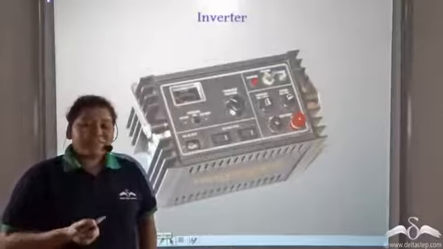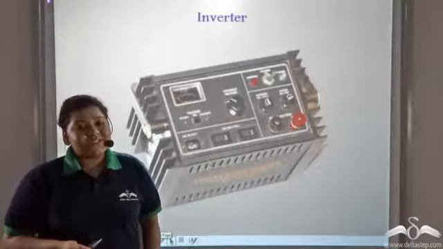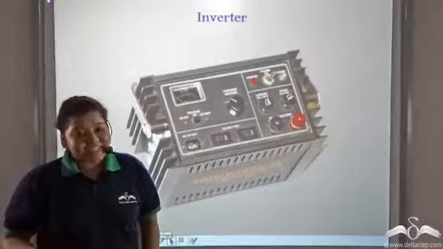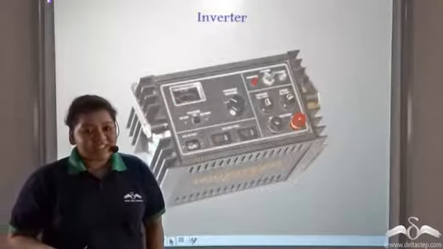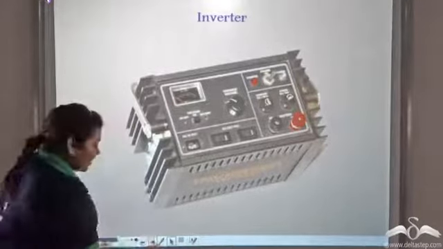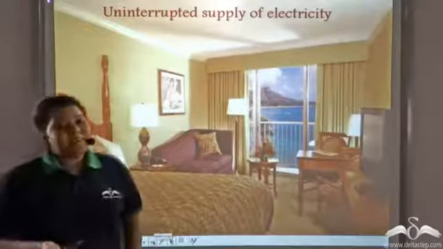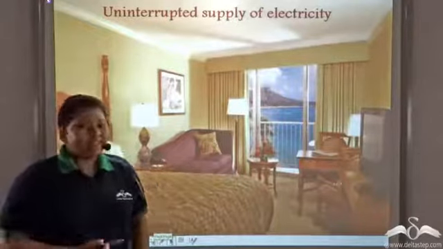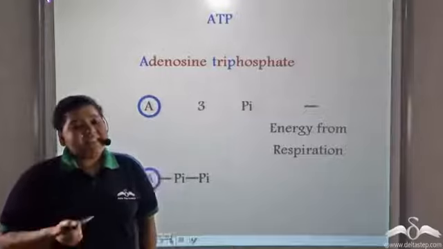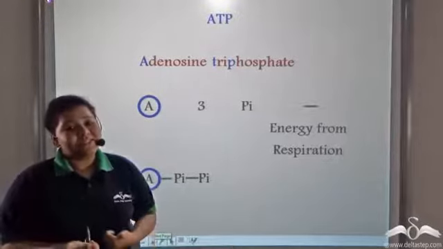Just like inverters store energy in the form of chemical energy, which gets converted to electrical energy when there is a power cut at our home, so that there is uninterrupted supply of electricity. Similarly, in cells, ATP stores energy.